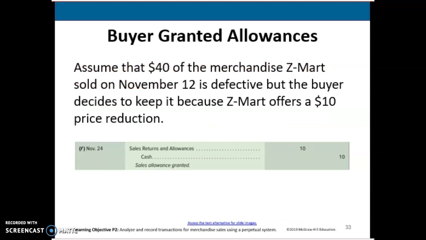Another option that we could do is give them an allowance. So this says assume that $40 of the merchandise Z-Mart sold on November 12th is defective, but the buyer decides to keep it because we're offering them a $10 price reduction. So they're offering them a reduction in their cost to keep it and sell it to their customer as a damaged item. So we're still going to use that sales returns and allowances account. We're going to debit that and we're going to credit cash because we're giving them that $10 price reduction back. If they had not paid for it yet, we would be crediting accounts receivable instead.